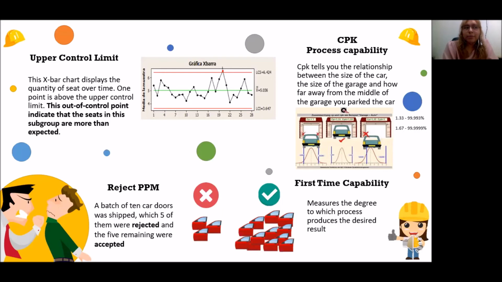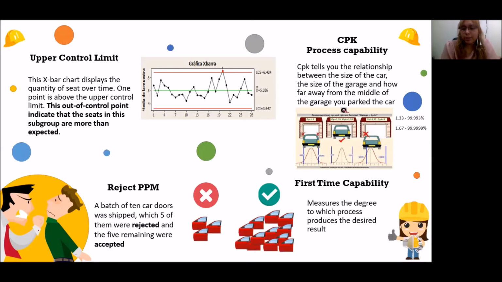So, in other words, the CPK tells you the relationship between the size of the car, the size of the garage, and how far away from the middle of the garage you park the car. Well, the next word is reject PPM, or reject parts per million. In this case, it is a measure reflecting the number of complete units returned by external customers, expressed in parts per million. The last word I chose is first time capability.